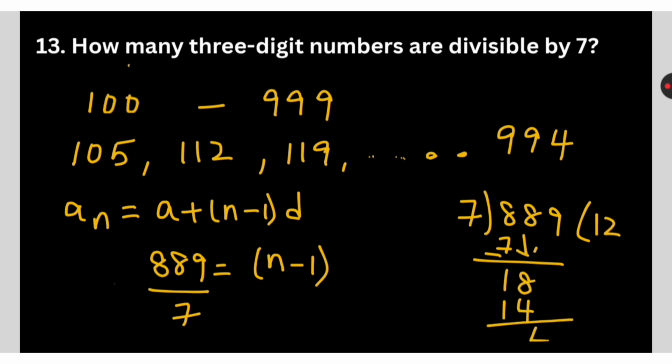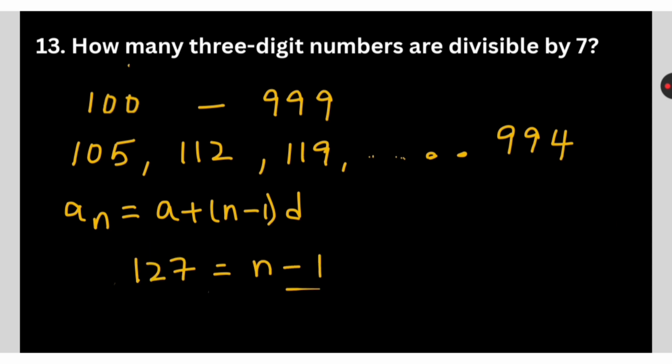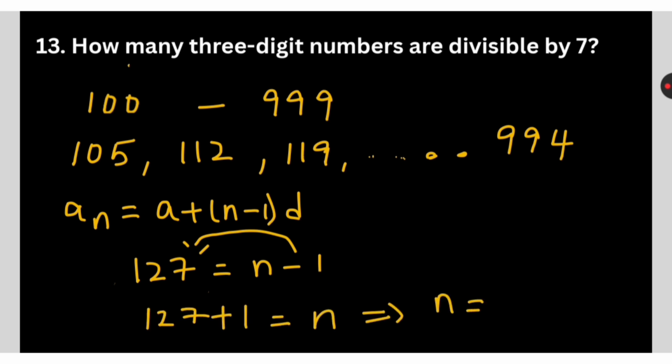Then here 4, and bring it down this 9. 7 sevens are 49. So it is done. 889 divided by 7, we are going to get 127. So this minus 1 sent to left hand side, it turns into plus 1. So 127 plus 1, that is equal to n. So finally n equal to 128.